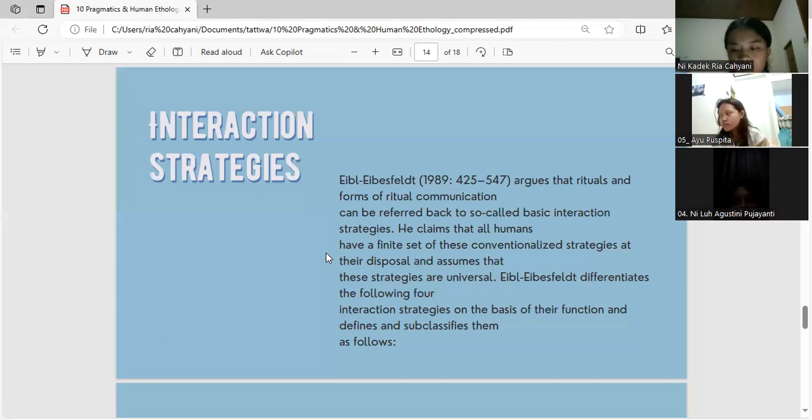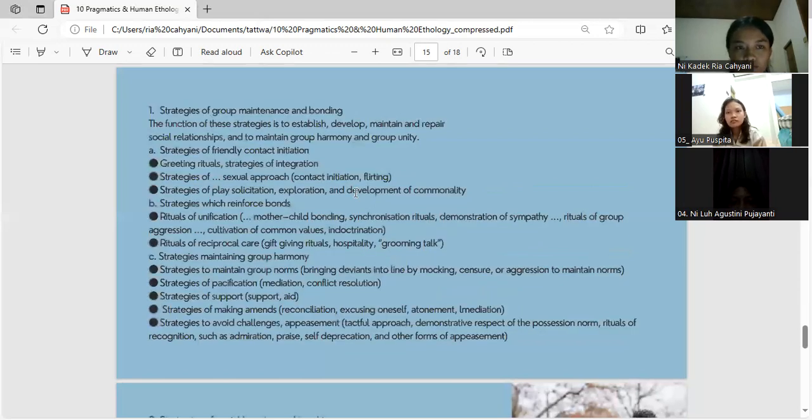The first one, strategies of group maintenance and bonding. The function of these strategies is to establish, develop, maintain, and repair social relationships and to maintain group harmony and group unity. And the first one, strategies of friendly contact initiation. For example, greeting rituals, strategies of sexual approach, contact initiation and flirting, strategies of play socialization, and exploration and development of commonality.